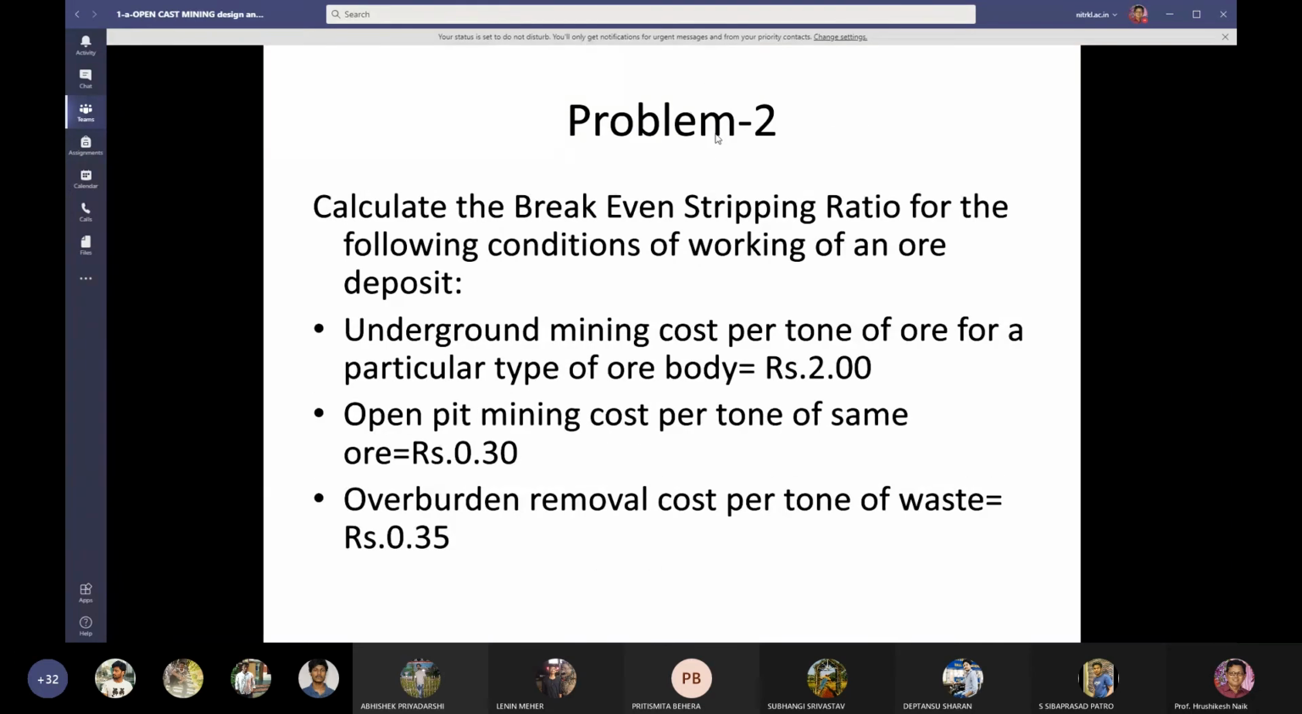Similarly, here is another problem, break-even stripping ratio calculation. We have done this earlier also. So calculate the break-even stripping ratio. These are the data given to you. So you solve it yourself. If you are not able to solve, then I'll send you the solution to this problem.